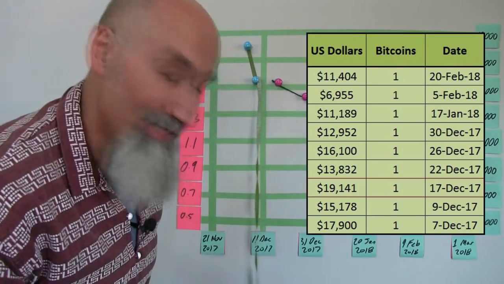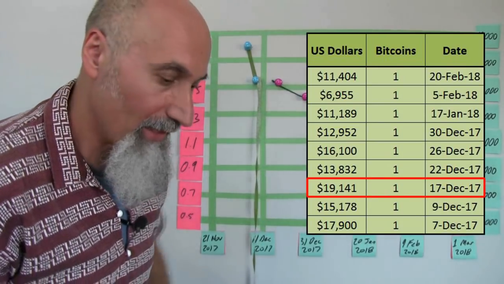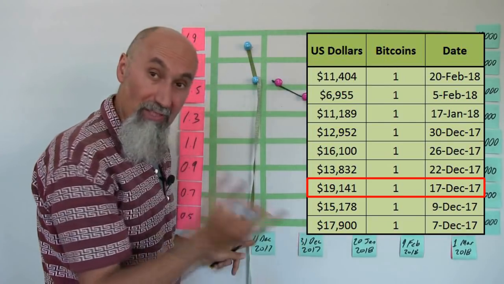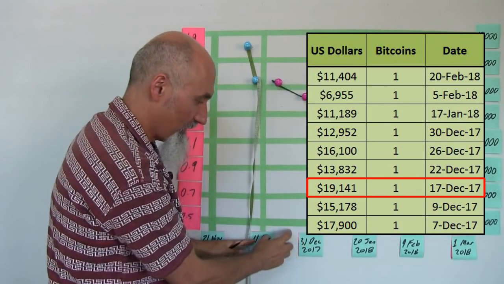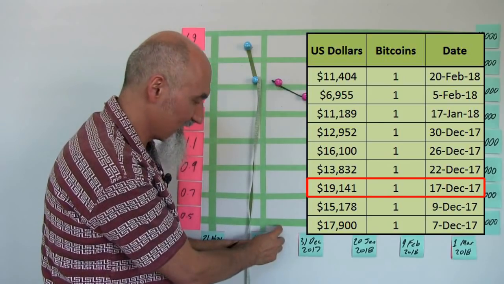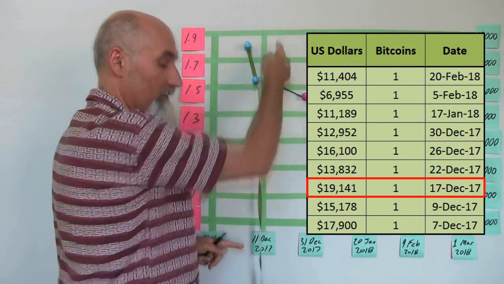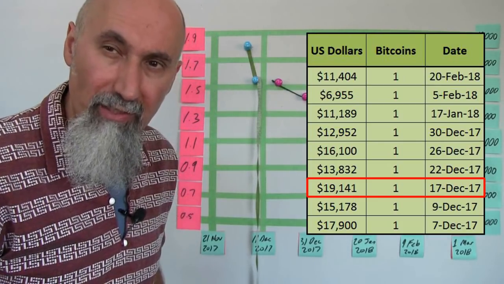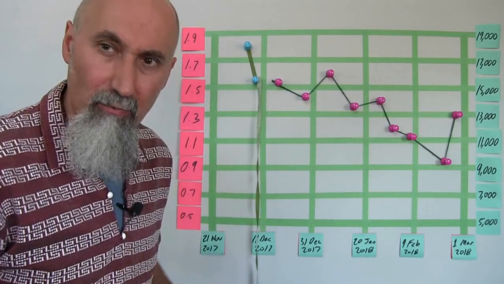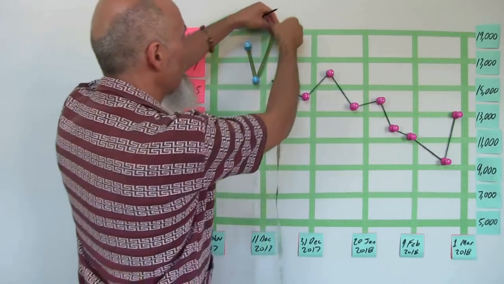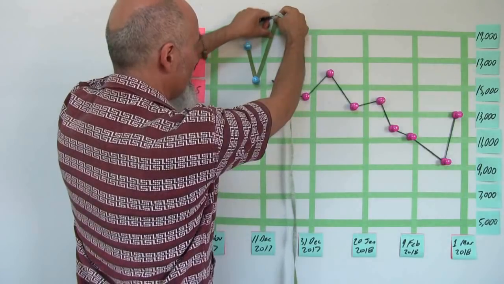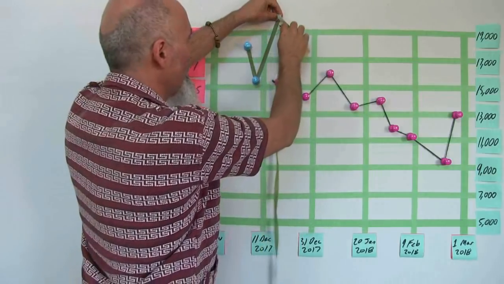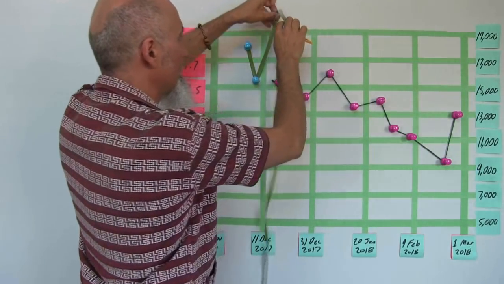Now on December 17th, 2017, so this is December 11th, that's December 31st, that's 20 days separation. In the middle is going to be 10 days, so 6 days. So we're about here, all right? One Bitcoin costs $19,141. So we'll just call it $19,100. So this thing shot up to here, okay? To about here. So I'm going to cut it here, right? So we're going to cut it right there.